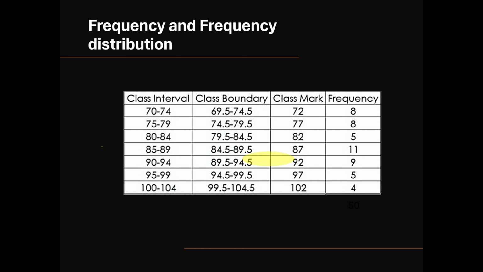Now, let's go further and understand it in terms of the class interval. If a question comes in to create a class boundary, how will you do that? You will have the class interval provided. So this is your class interval. Now you will need to create a class boundary for it. To create a class boundary, you will minus 0.5 from here and add 0.5 over here. Same thing you will do for this one.